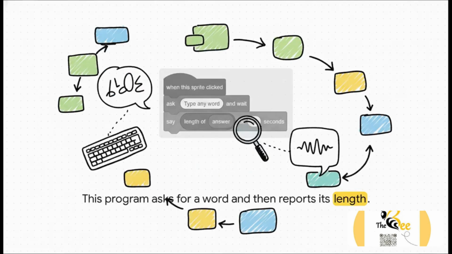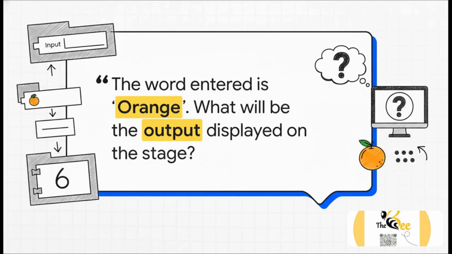And here it is, our very last program from the test. This one should look kind of familiar. It's not asking for a number, though. It asks you to type any word, and then it uses that length of block that we saw a little bit earlier. So here's the final question, worded just like it was on the test. If the word someone types in is orange, what is the final output? Well, we know it's not going to say orange back, right? It's going to count the letters, O-R-A-N-G-E, and the output will be the number 6.